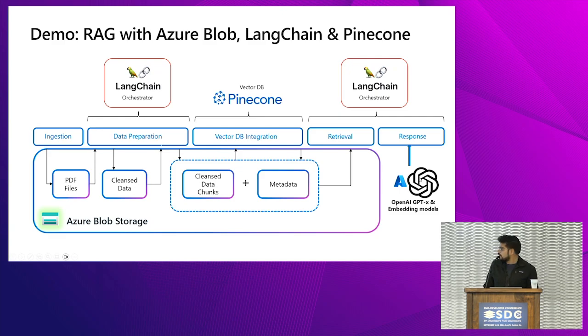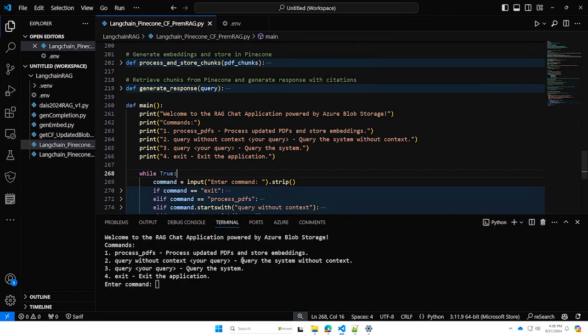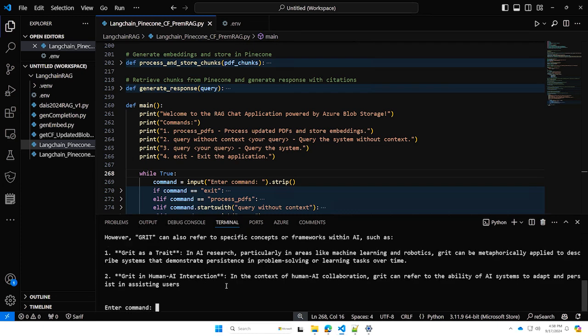So we'll go back to the demo again, and hopefully this time we're going to be able to see everything working. Okay, so let's query without any context: what is grit in AI? It gives me an English definition of grit, and it tries to do something interesting. It says for AI it could mean this and it could mean that. But it's actually more complicated than that. Grit actually does have a meaning.